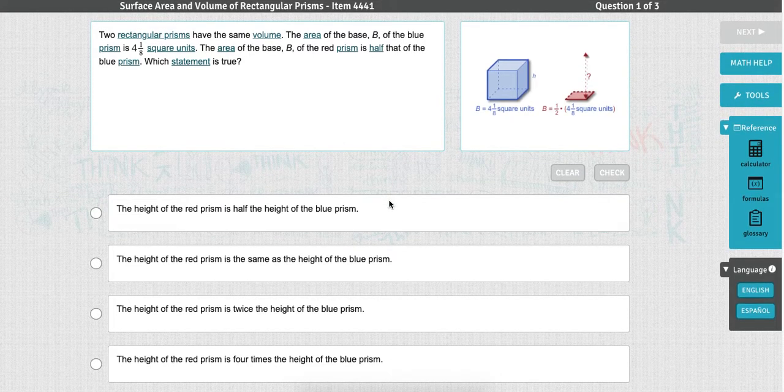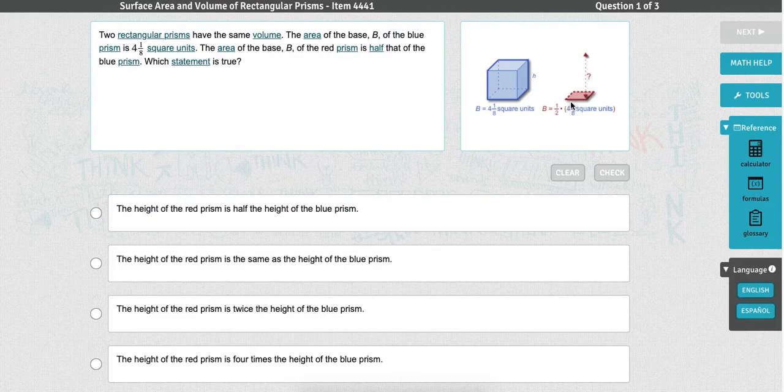Hi guys, so let's talk about the area and volume of a rectangular prism. Two rectangular prisms have the same volume. The area of the base of the blue prism is 4 and 1/8 square units.